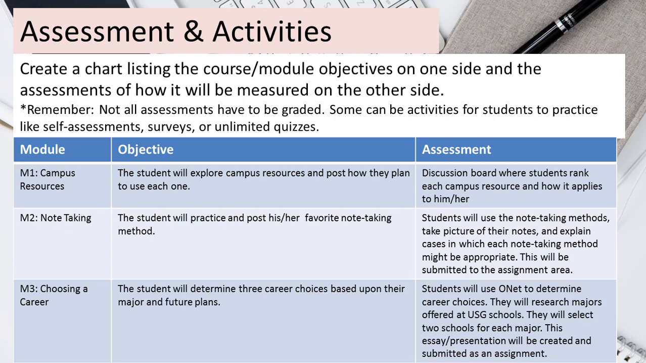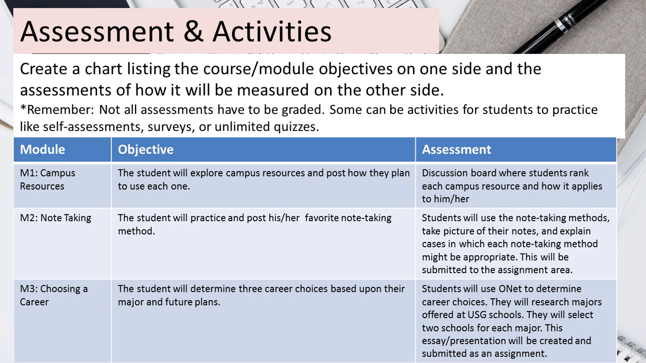To begin, you want to create just a regular table and give it the columns of modules, objectives, and assessments. On the module level, write out what the module is. So Module 1, campus resources. Module 2, note taking. Then you want to list the objectives that we just defined a little bit earlier.